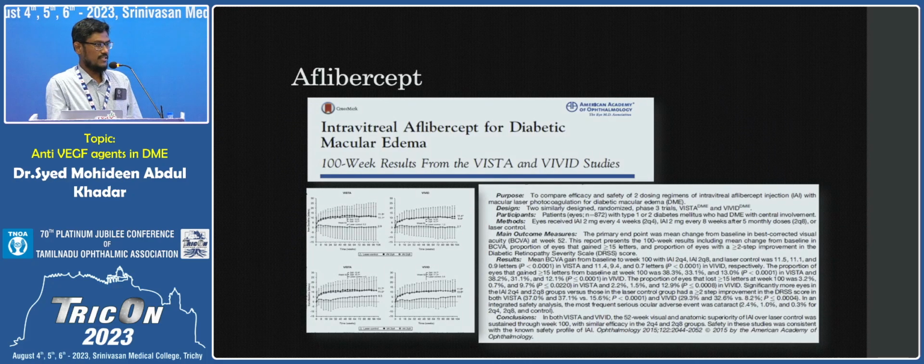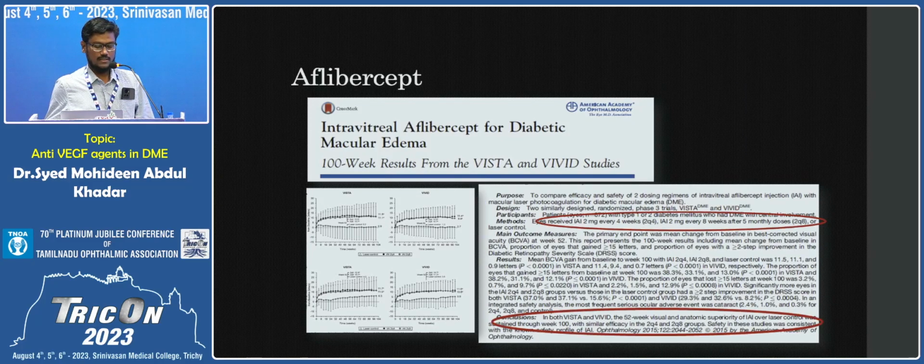The VISTA and VIVID studies clearly showed that aflibercept is better in reducing the macular edema, and they also clearly showed that the dosage can be given at 4 weeks or even 8 weeks, and this dosage regimen also has equally effective results in causing reduction of macular edema and improvement of vision.